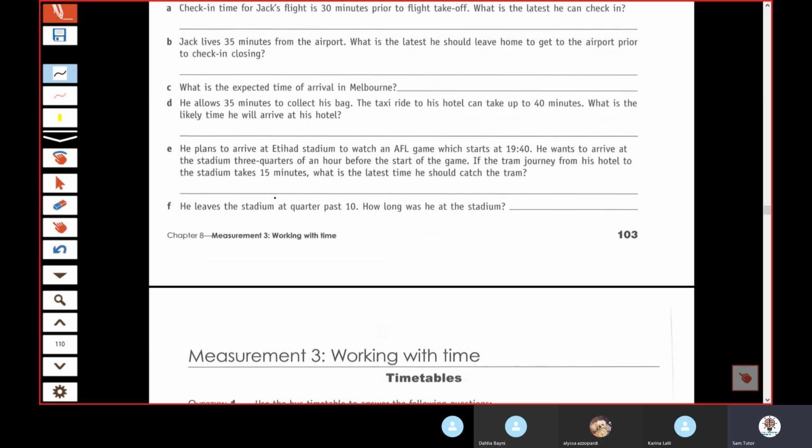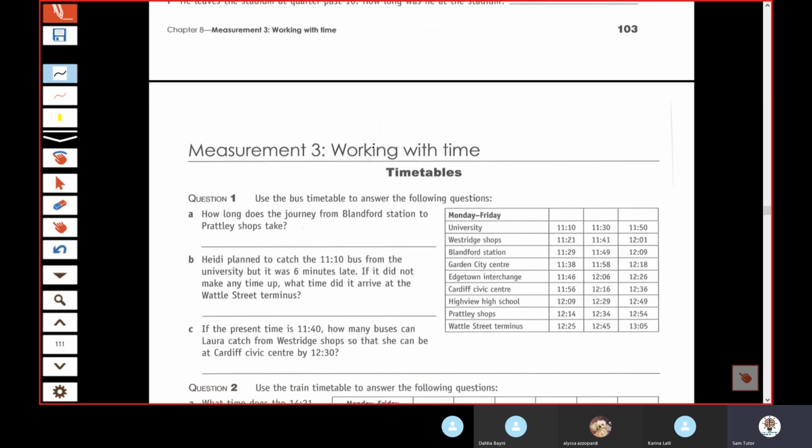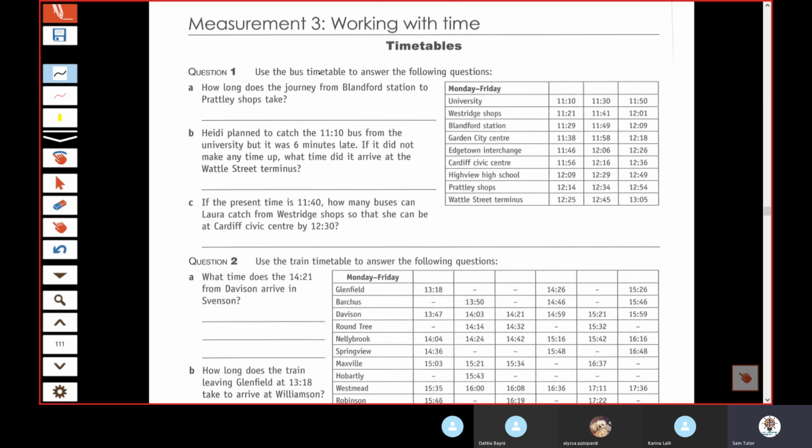Can't be bothered doing question 8. It's too straightforward. It's just about he goes here, he allows 40 minutes, how long will it take for him to get there, and so on. So that's too easy. We're just going to move on.